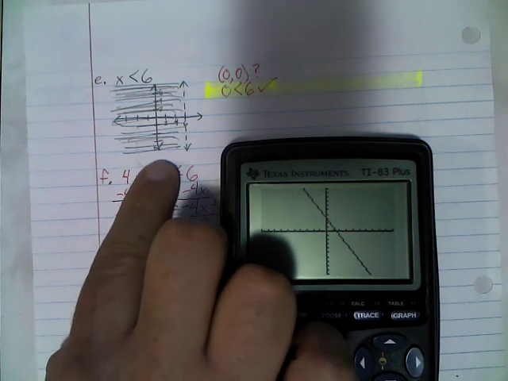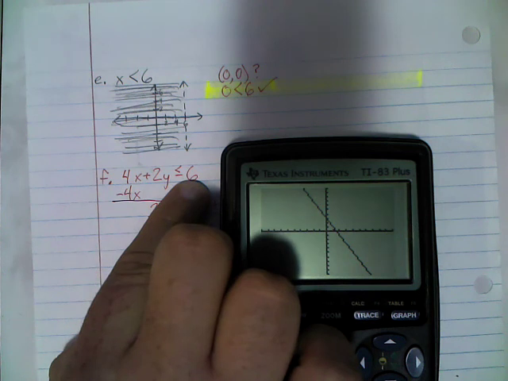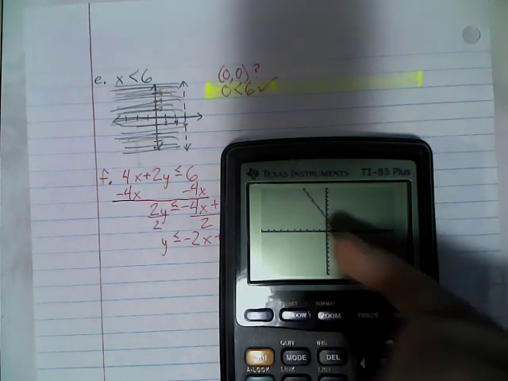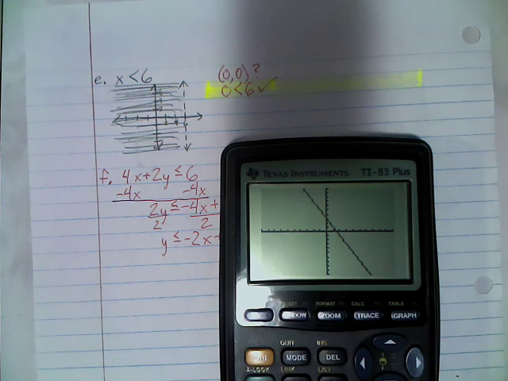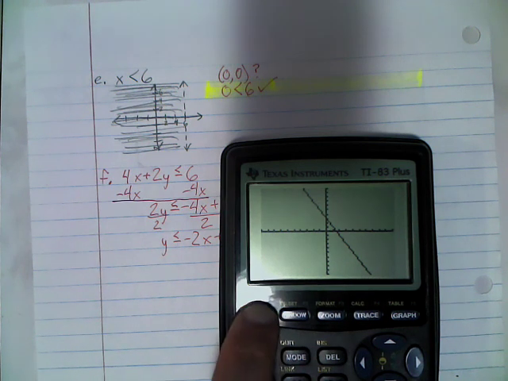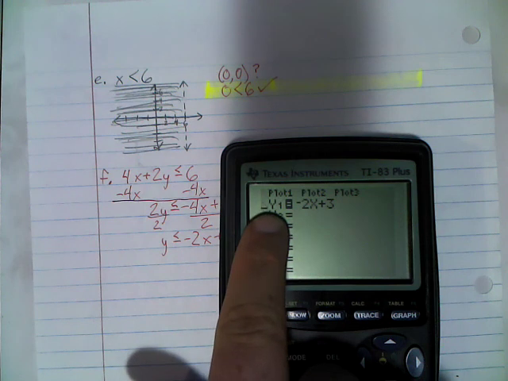Put 0 in for y, so that'd be 0. So is 0 less than or equal to 6? Yes, it is. So therefore, the solutions are going to be on the bottom side of this line. So what we do is we come back over here to y equals, and then we're going to come over to right there. So right there you can see that it's flashing on that solid line.